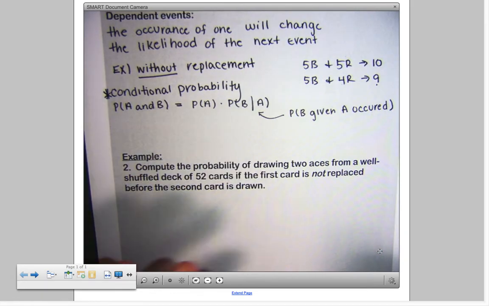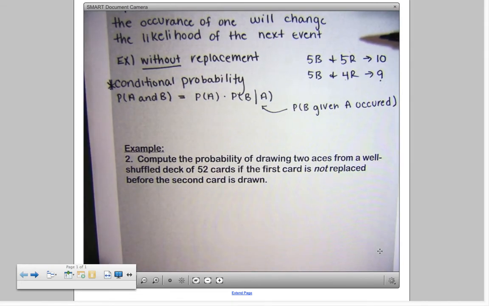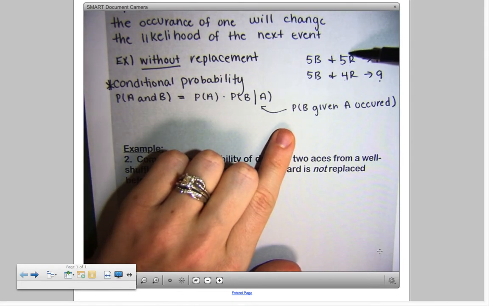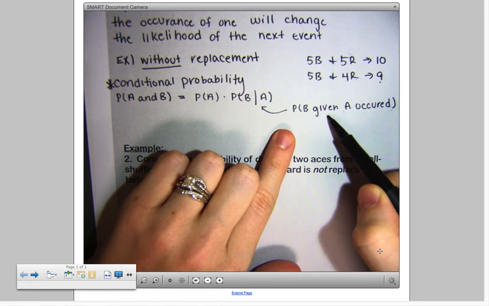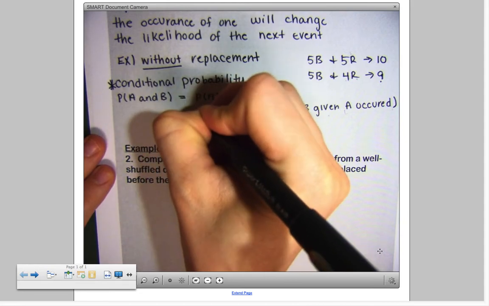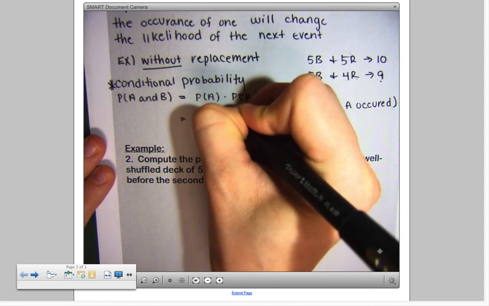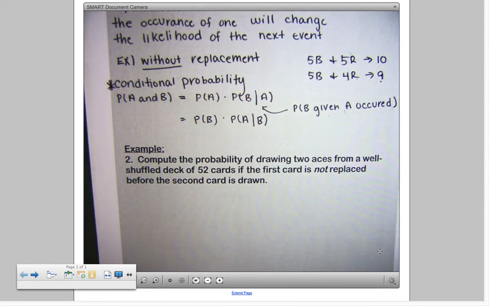And we're going to do an example, so it should make more sense in 1 second. But up here, I had 5 red, I drew one, I didn't replace it, so now I had 4 red and my total changed to 9. So A occurred, so now my total would be 9 for this one here. Okay. Or we can do it as probability of B times probability of A given B. Okay. Either formula is fine.